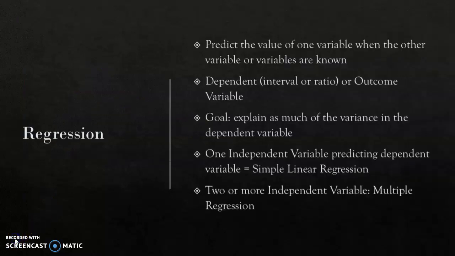The next topic we will discuss is regression. This allows us to predict the value of one variable when the other variable or variables are known. The dependent variable is interval or ratio, the outcome variable. The goal is to explain as much of the variance in the dependent variable as possible. One independent variable predicting a dependent variable equals simple linear regression. Two or more independent variables is multiple regression.